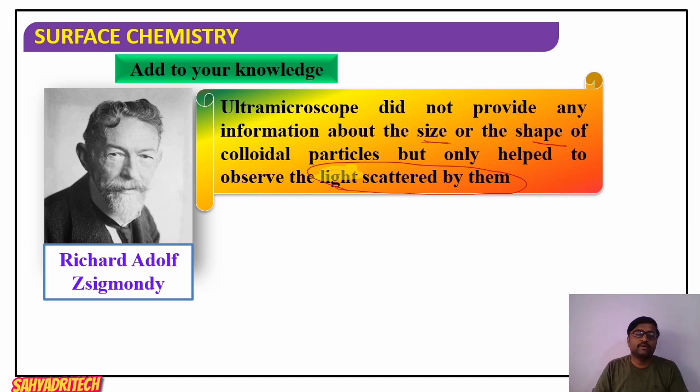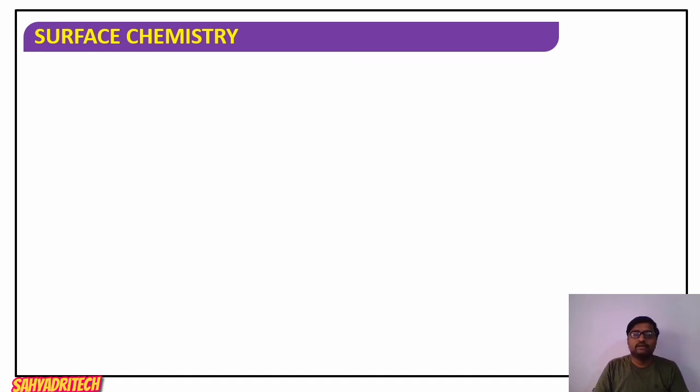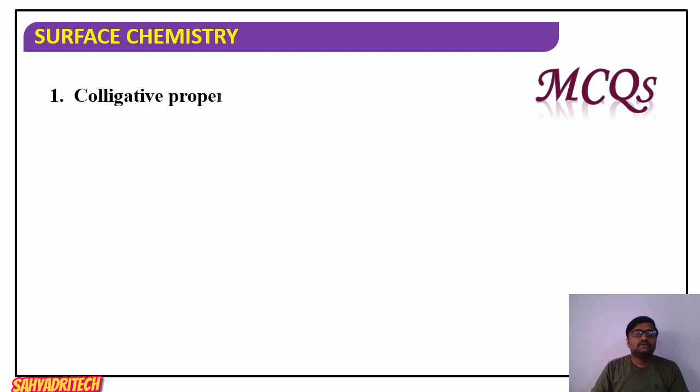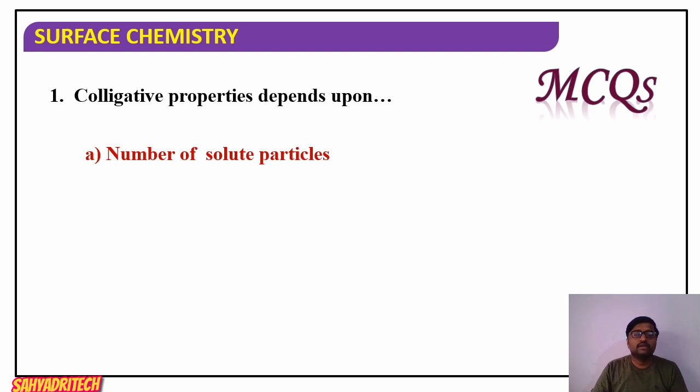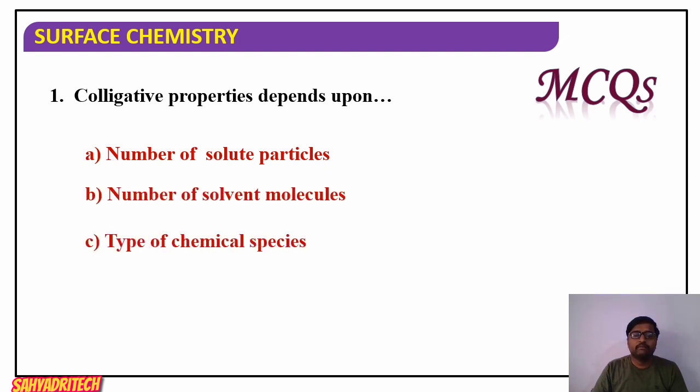Okay. Now coming to the MCQ, the first one: colligative properties depend on what? The number of solute particles, the number of solvent particles, the type of chemical species, and the fourth one, A and B. What is the answer? It depends on the ratio of the number of solute and solvent particles, meaning option A and B.